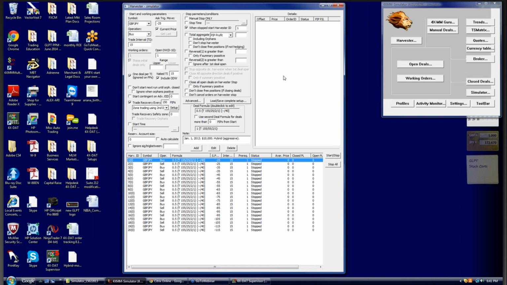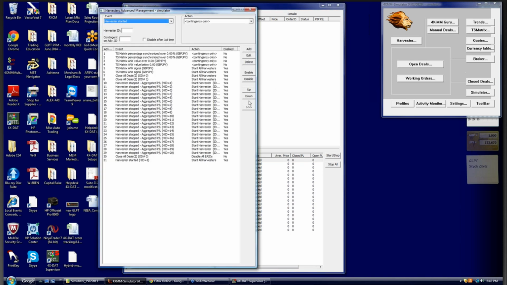10 harvesters are opening trades to the upside, 10 harvesters to the downside, and they all work together in unison. And the goal is to reach your profit target, which we set up in a different screen. But let's just assume that we have set up these harvesters, and when I press start, they will all start running.